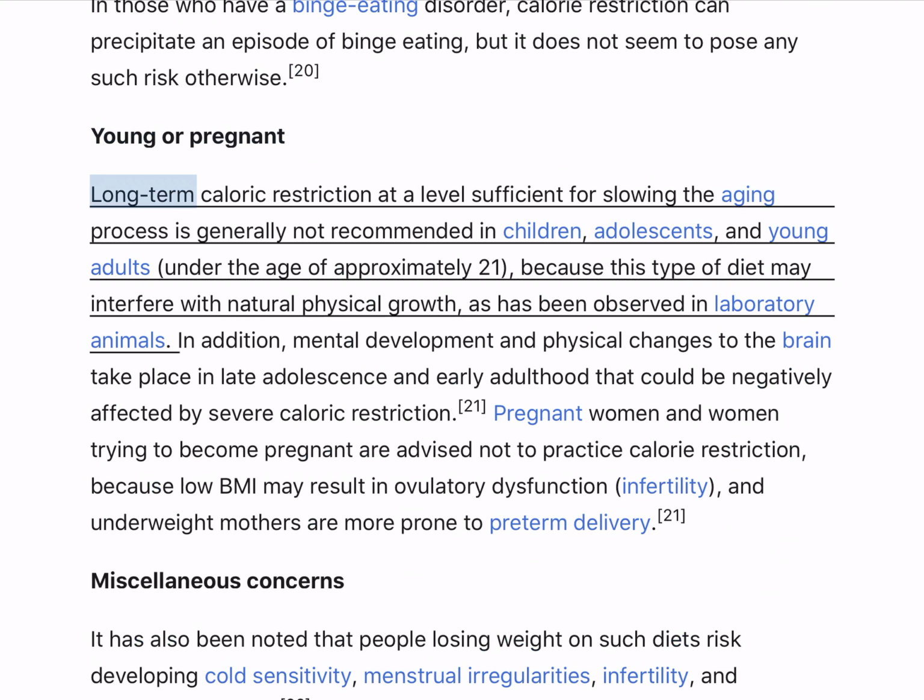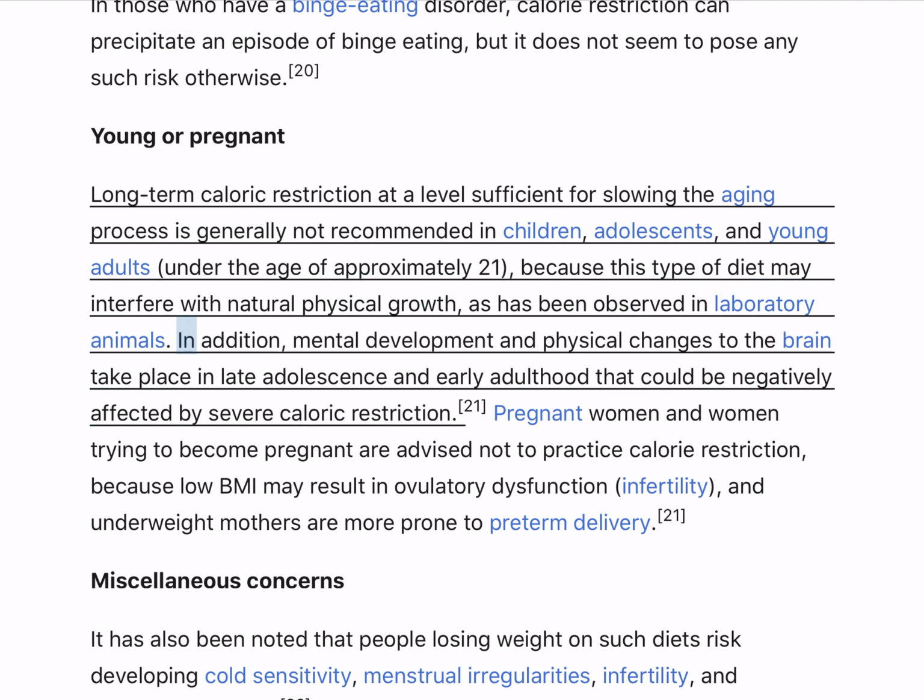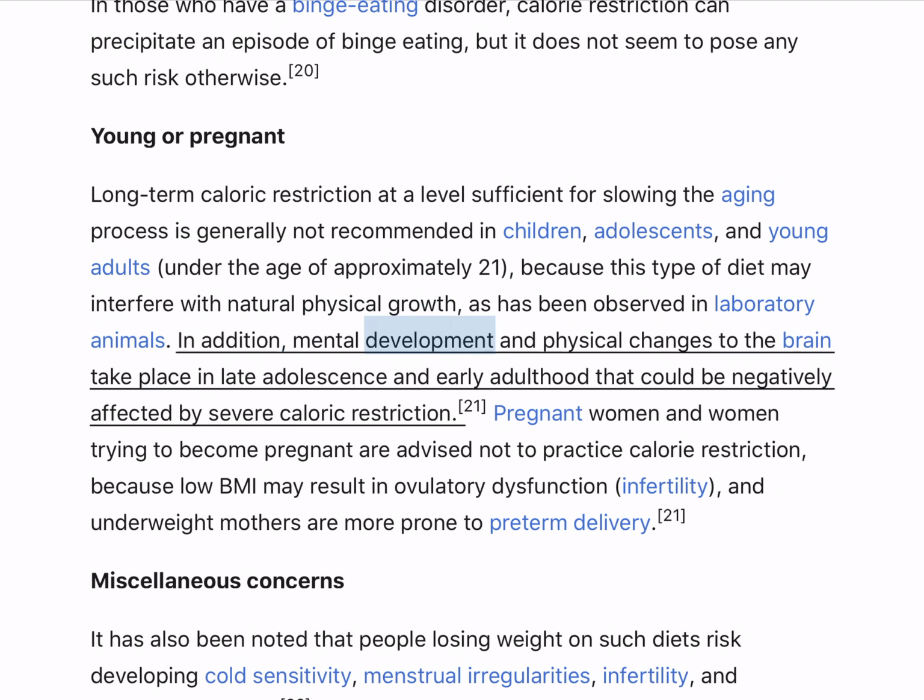Young or pregnant. Long-term caloric restriction at a level sufficient for slowing the aging process is generally not recommended in children, adolescents, and young adults under the age of approximately 21, because this type of diet may interfere with natural physical growth, as has been observed in laboratory animals. In addition, mental development and physical changes to the brain take place in late adolescence and early adulthood that could be negatively affected by severe caloric restriction.